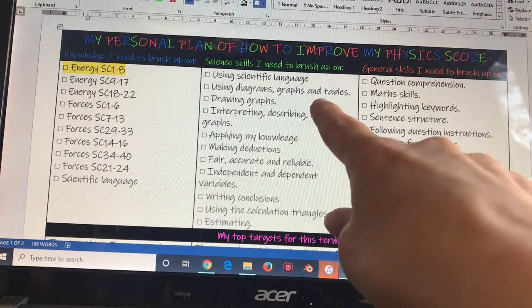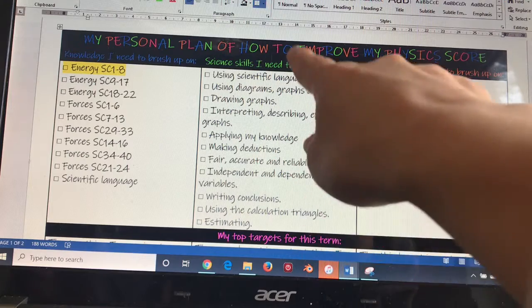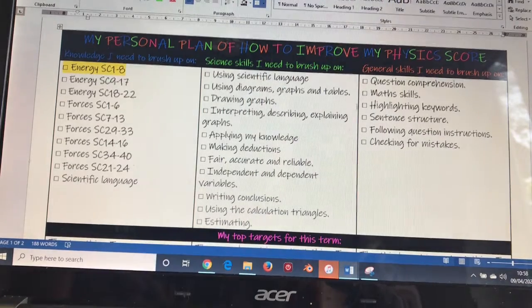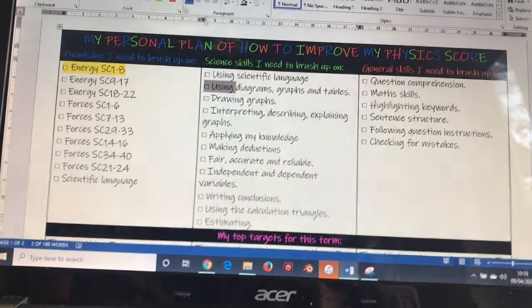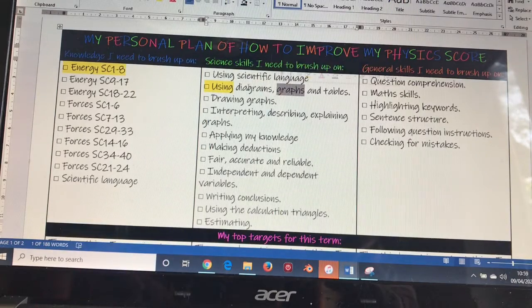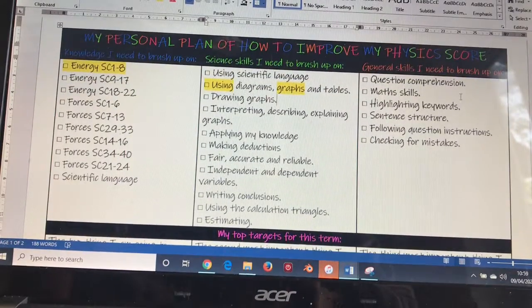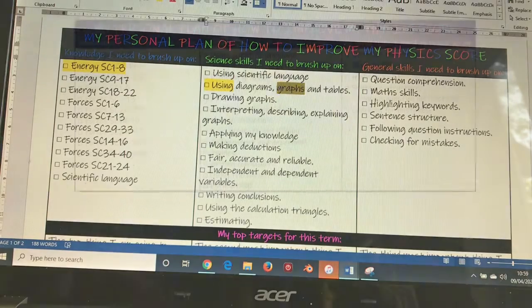On here, this column says science skills I need to brush up on. Let's say that it was using a graph that we had a problem with. So it's this that we're going to be highlighting, or remember you can tick. If there's only one of the things you had a problem with, so you're fine at using diagrams, you're fine at using tables, but just graphs you couldn't do, you can just underline or highlight the specific thing in the list. For that one, there's nothing that you need to do on the next page. We're just making ourselves aware of, right, I need to do some work on graphing skills.